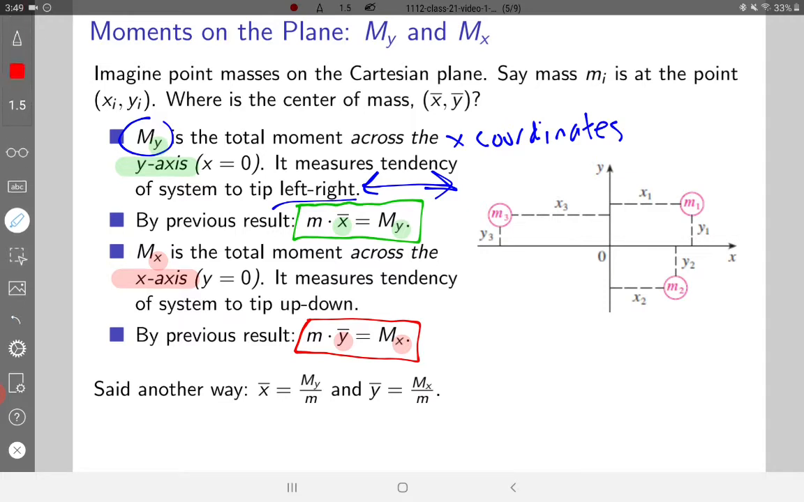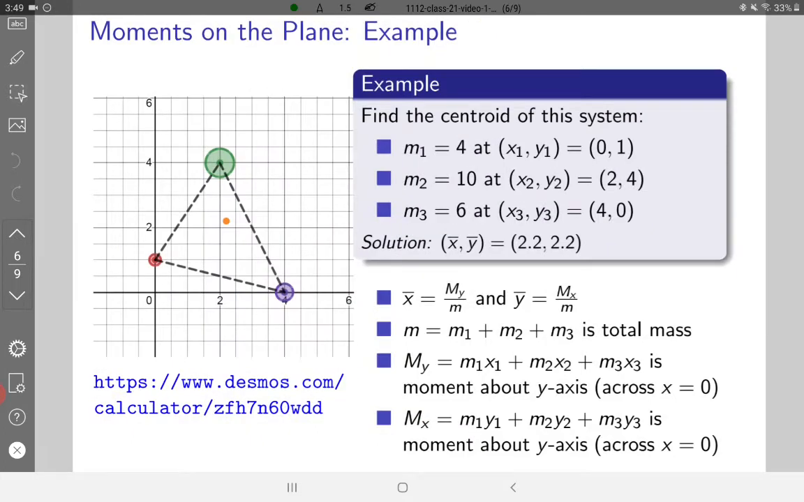So after all this, here is the main conclusion from what we know so far. The center of mass of this system of some finite number of point masses can be found by calculating the individual total moments in both the y and the x direction, or said another way, across the x-axis and across the y-axis. Let's apply this result to a specific example.